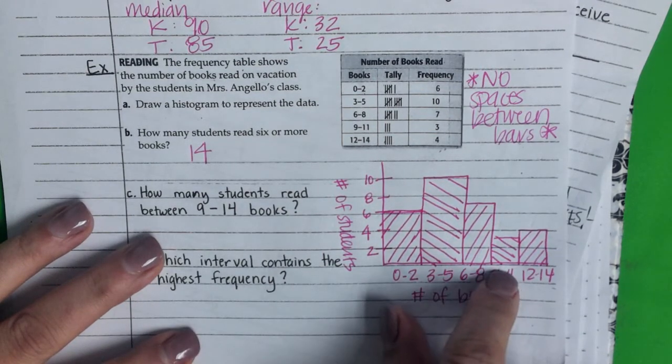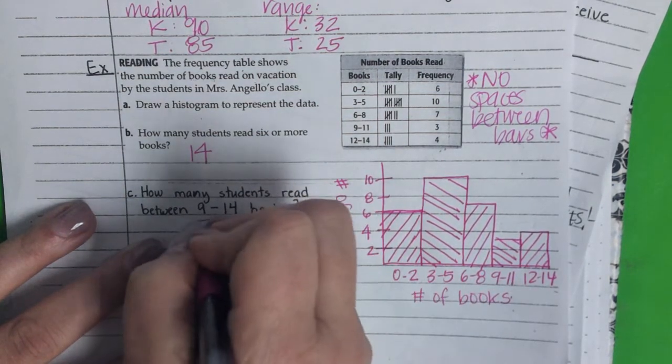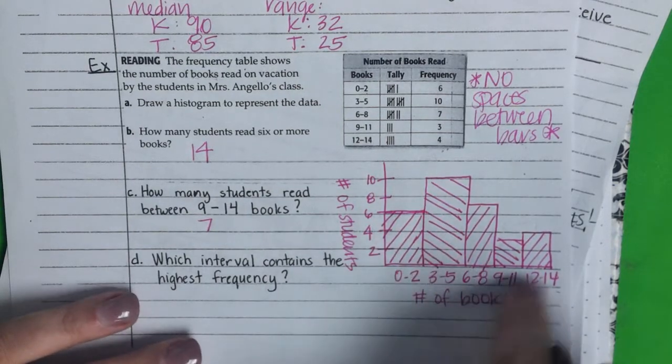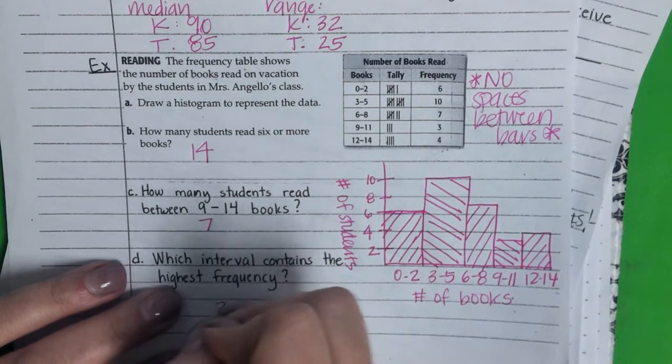How many students read between 9 and 14? These two bars. 7. And then which interval would you say has the highest frequency? 3 to 5. 3 to 5.